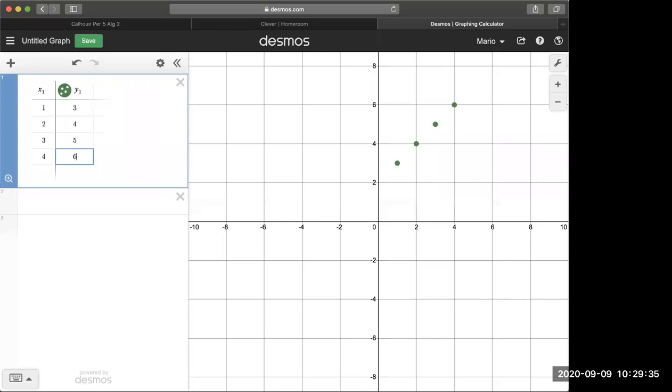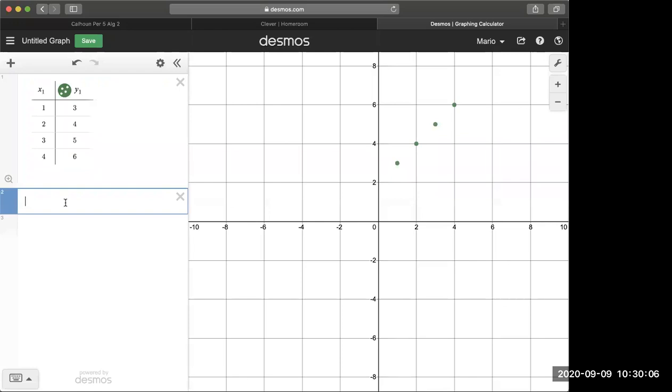This is an example of a function because if X is 1, the only Y value is 3. So that input has just one output. The X value is 2, the Y value is 4. So that input has just one output. 3 goes to 5. That input has exactly one output. 4 goes to 6. That input has exactly one output. That makes this a function.